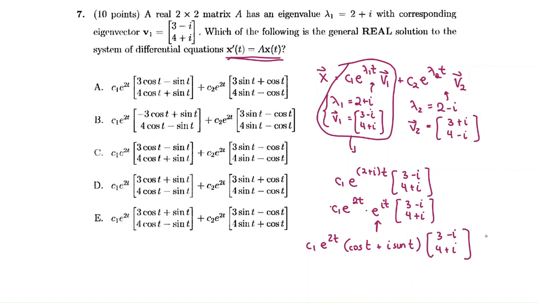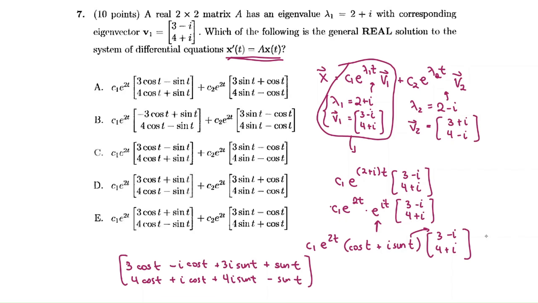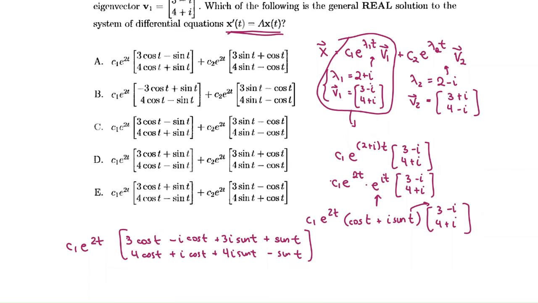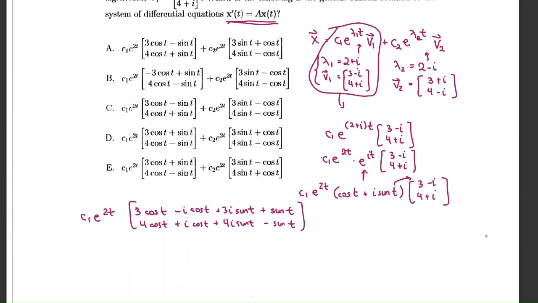And then I'm going to distribute that out. So I get 3 cosine t, multiplying this to the top one first, 3 cosine t minus i cosine t plus 3i sine t plus sine t. And then I get 4 cosine t plus i cosine t plus 4i sine t minus sine t, all times c1 e to the 2t. The method I'm using is that I factor this into the real components, so I get the real components, which are 3 cosine t plus sine t, and the real parts from here, which is 4 cosine t minus sine t.